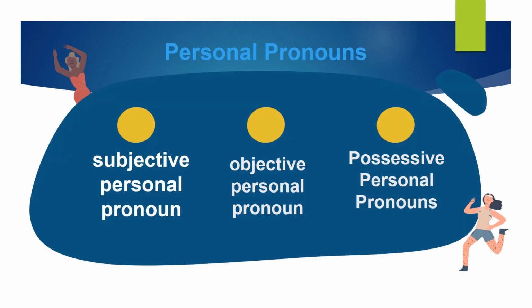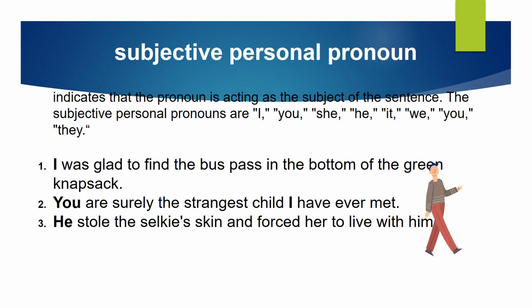So personal pronouns, which we have already mentioned on the previous slide, are divided again into 3 types. There are subjective personal pronouns, objective personal pronouns, and possessive personal pronouns. About what they are in detail, we're going to discuss on the next slide. What is a subjective personal pronoun?